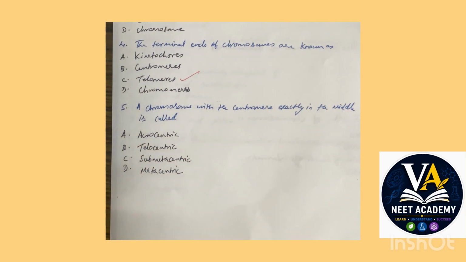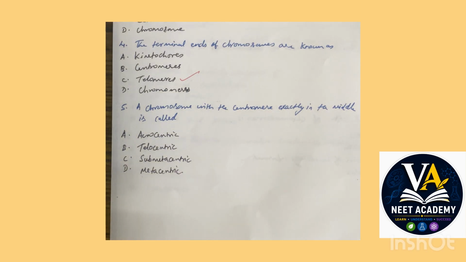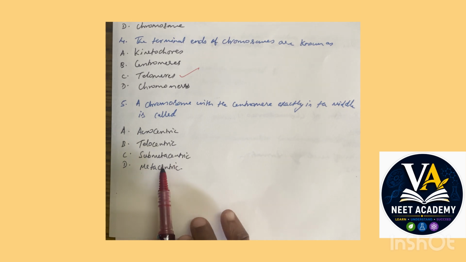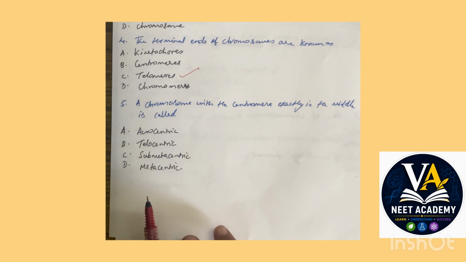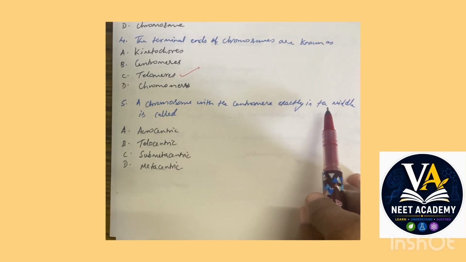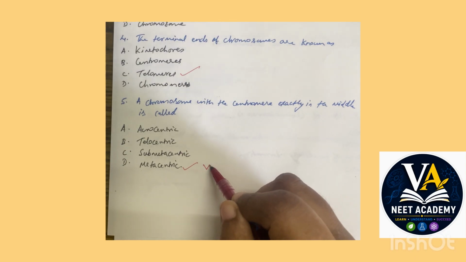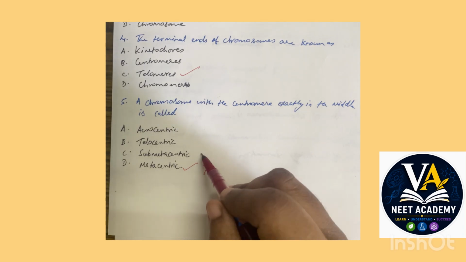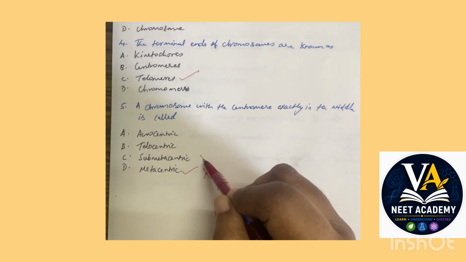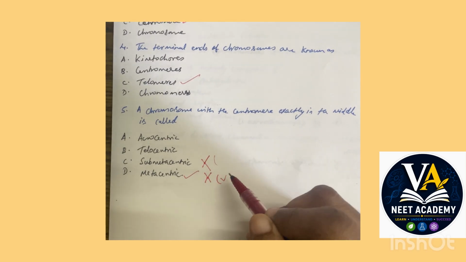The last one: a chromosome with the centromere exactly in the middle is called acrocentric, telocentric, submetacentric or metacentric. What is it called? Centromere exactly in the middle, so it is metacentric. We have seen it is V-shaped, where the two sister chromatid arms are of the same length. In submetacentric, one sister arm is shorter than the other one.